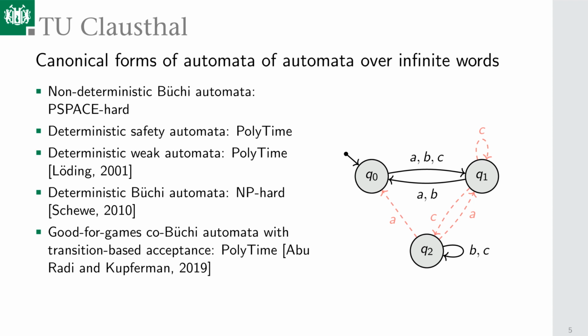In a good-for-games automaton, the non-determinism can be resolved by looking at the history of the word alone. And a word is accepted by the resulting run if and only if there exists an arbitrary run of the automaton accepting the word. For instance, consider the good-for-games co-Büchi automaton here on the slide. The rejecting transitions are dashed, and this automaton accepts those words over the letters A, B, and C for which either at some point A's do not occur anymore, or at some point C only occurs at even or odd positions in the word, but not at both even and odd positions.